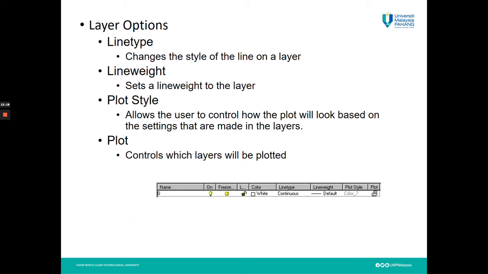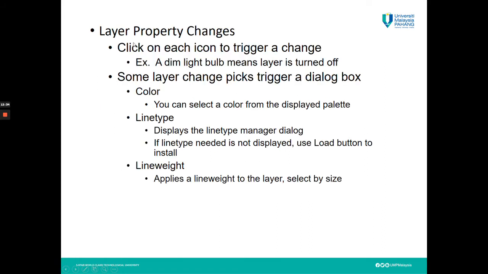Line width also changes the line width of the layer. Okay, this is the line type, this is the line width. The plot allows the user to control how the plot will look based on the settings that are made, and then the plot will be plotted to your printer. So each layer property, you can click on each icon to trigger the change. For example, a dim light bulb means the layer is turned off, like this one.